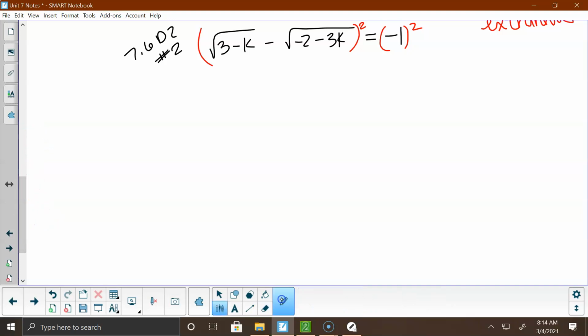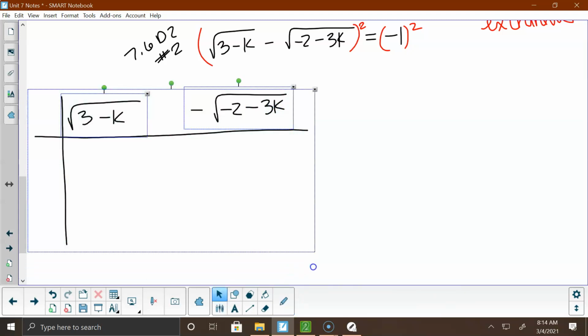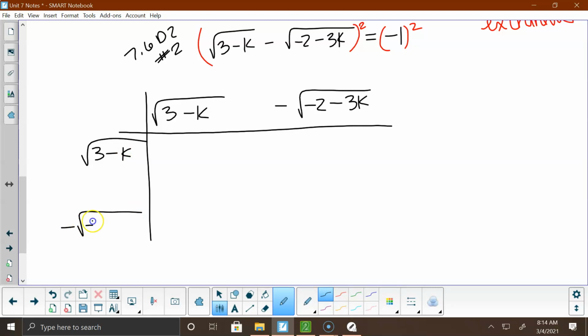So remember all that Punnett square stuff? I would use your Punnett square. So you've got square root of 3 minus k minus negative 2 minus 3k, negative 2 minus 3. Anybody freaking out yet? A little bit.